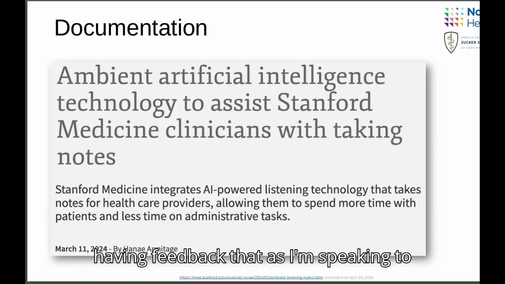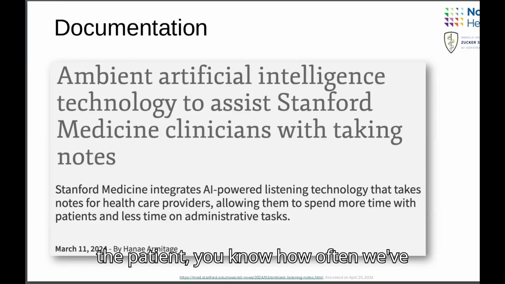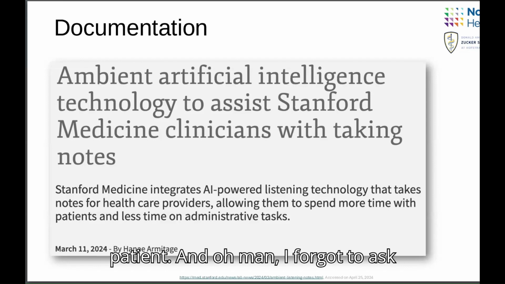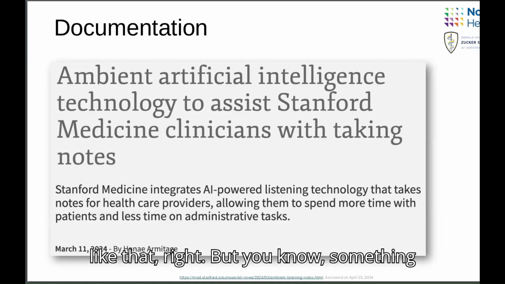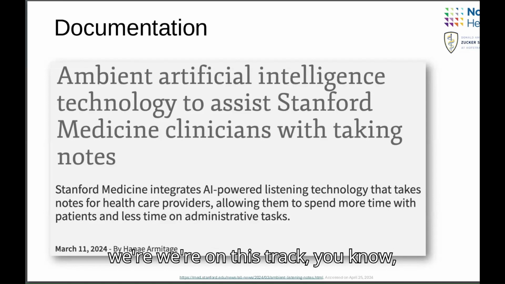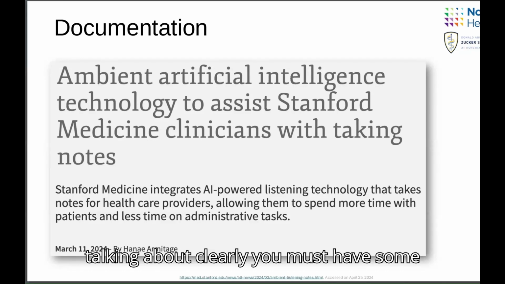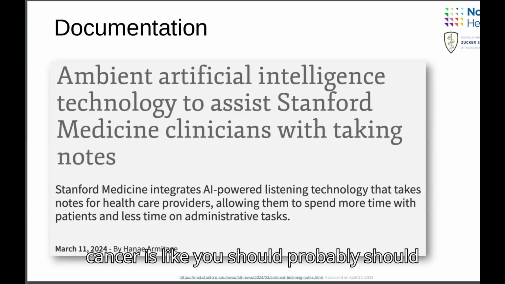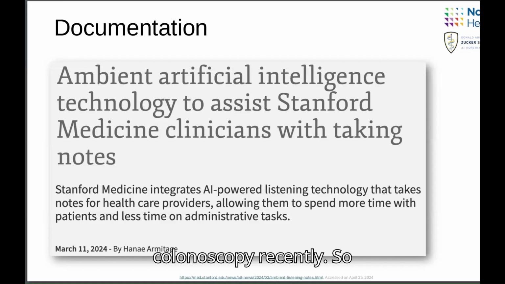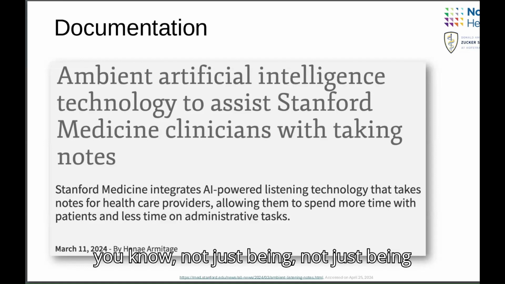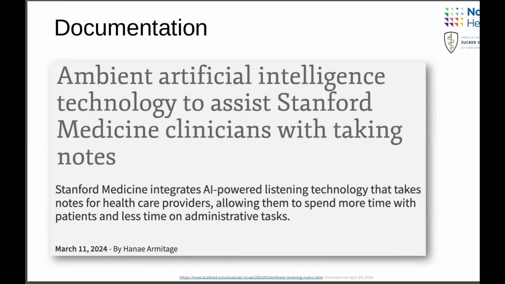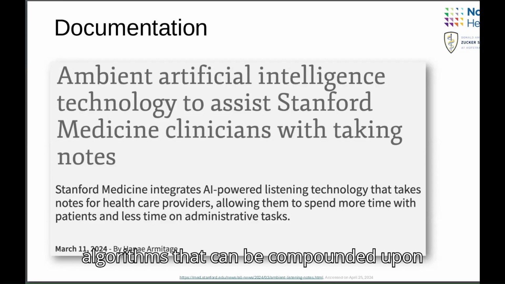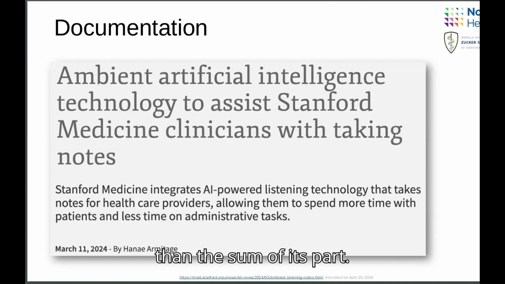There's even the idea of having feedback. How often have we been in a situation where I'm speaking to the patient, and oh man, I forgot to ask if they had a colonoscopy or something like that, right? Something like this would detect, hey, this patient's coming in, you're talking about this, clearly you must have some notion that there's a colorectal cancer risk, so you probably should ask whether they've had a colonoscopy recently. So, not just being a recipient, but also helping nudge us in the right direction. So that's one idea of how AI can be used in documentation. And again, this is building upon narrow AI: different use cases, different algorithms that can be compounded upon each other to have something that's more than the sum of its parts.